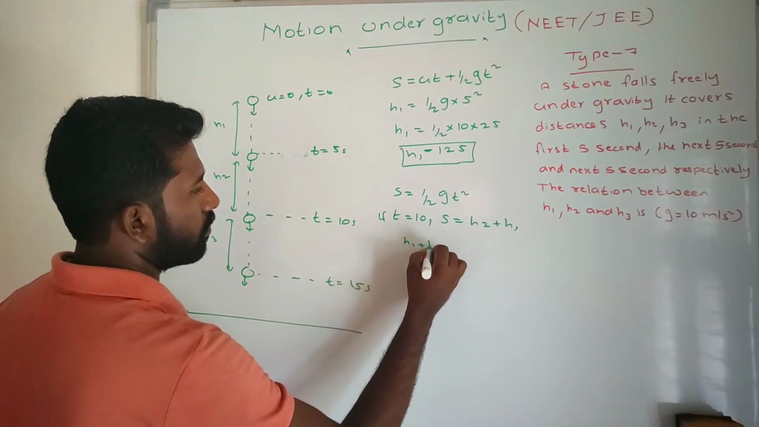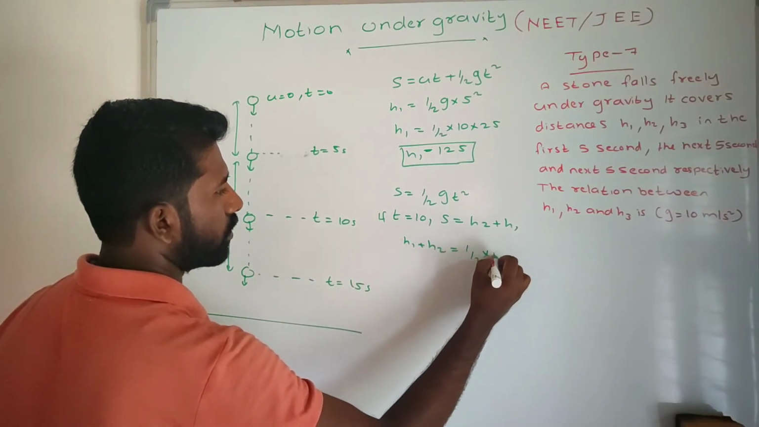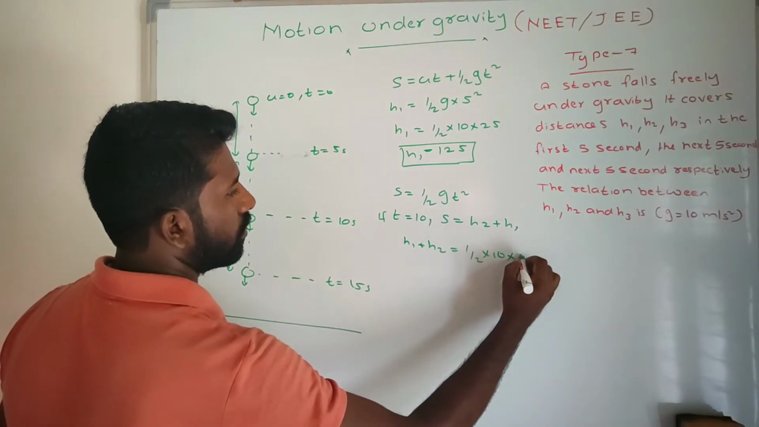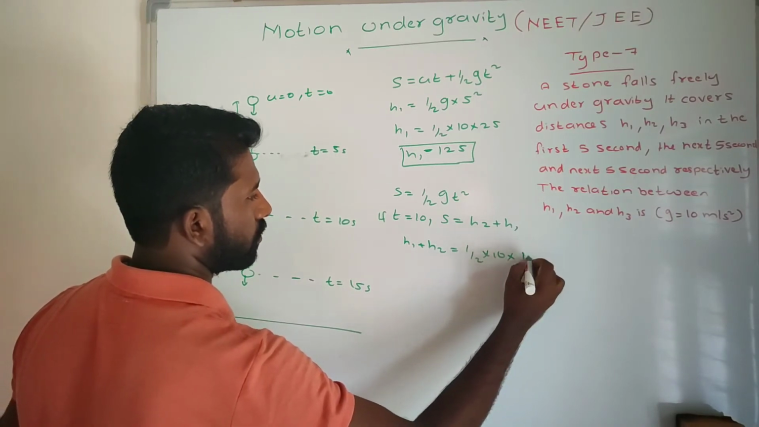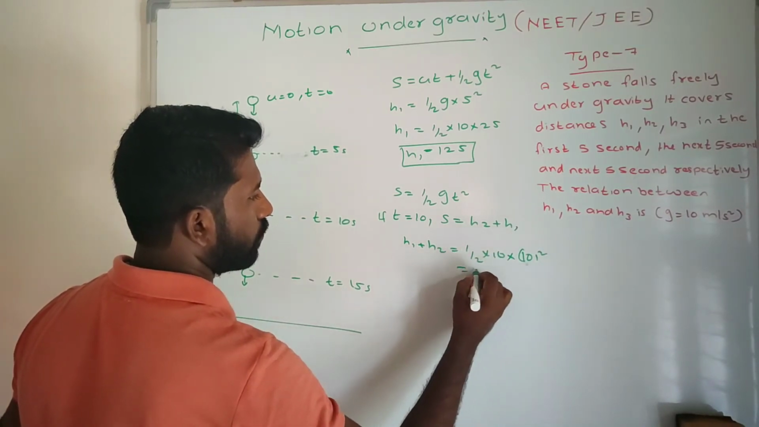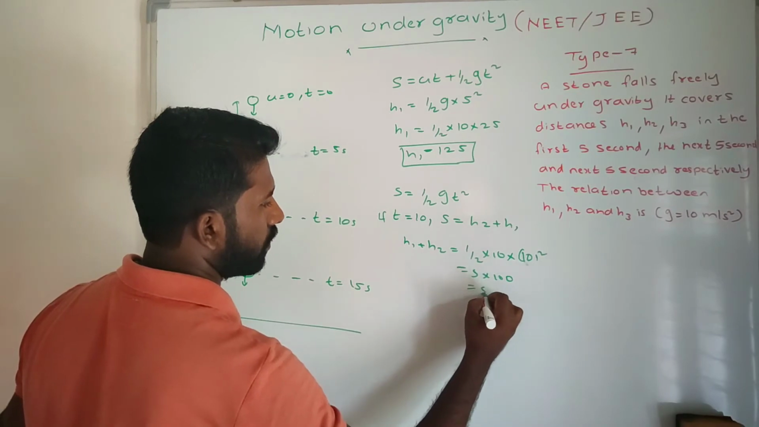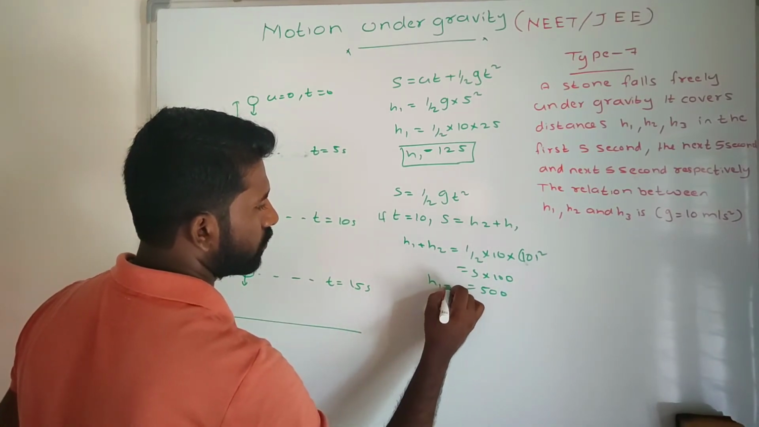So h1 plus h2 is equal to half into 10 into how much? 10 square. So 5 into 100, that is 500 you will get. That is h1 plus h2.